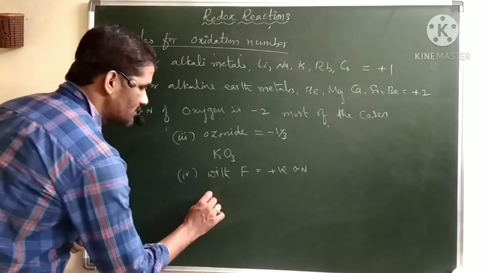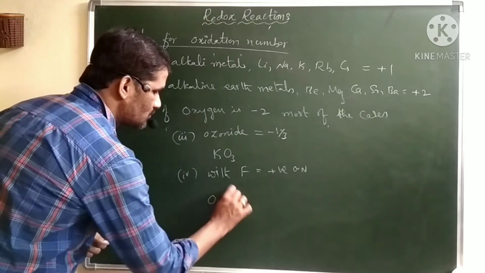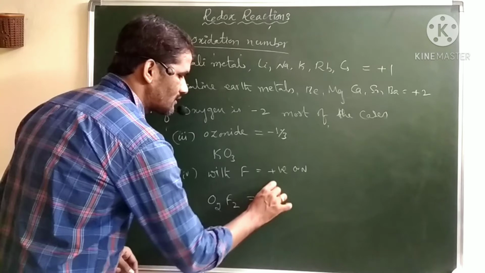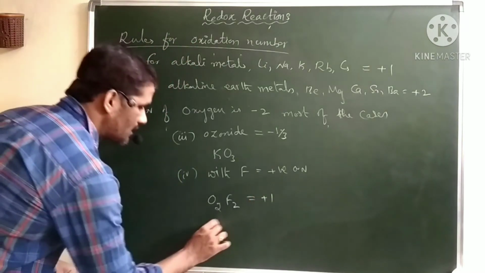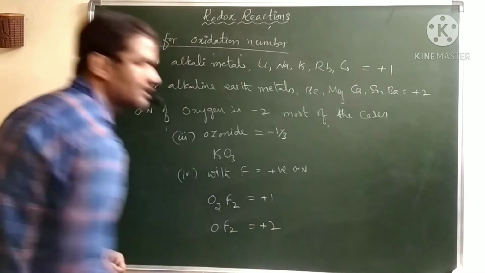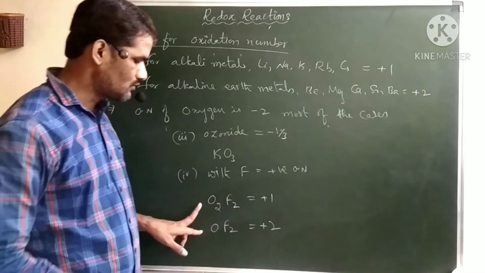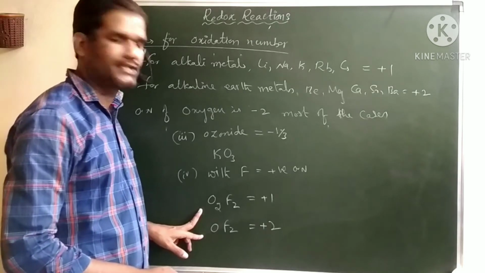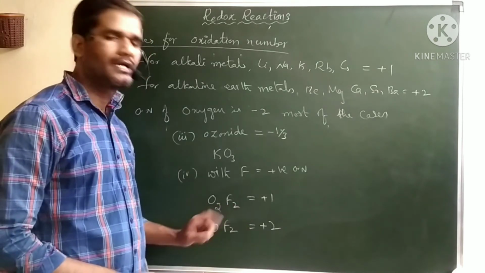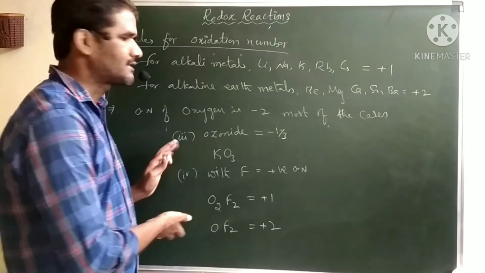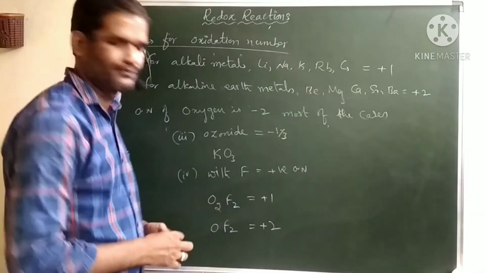Let us take the compounds here. O2F2. In this molecule, oxygen shows +1 oxidation state. Another one, OF2. In this molecule, it shows +2 oxidation state. So these are the only two compounds where oxygen exhibits a positive oxidation state. That is O2F2 +1 and OF2 +2. These are some exceptions. In other cases, it always shows -2.